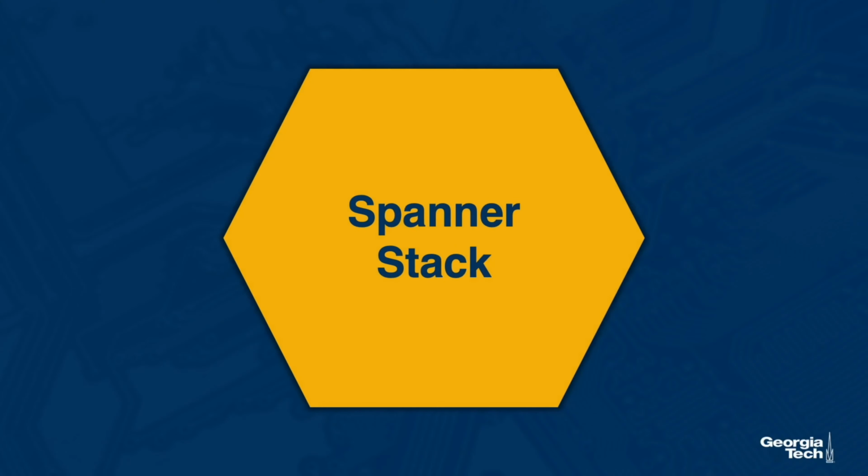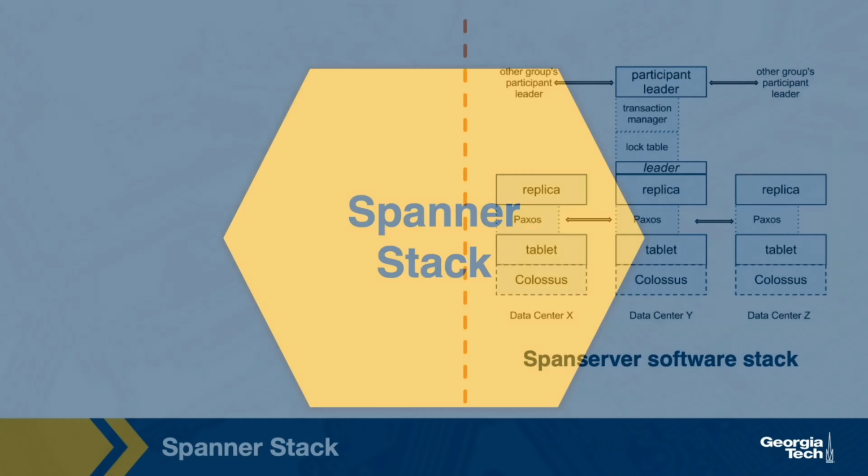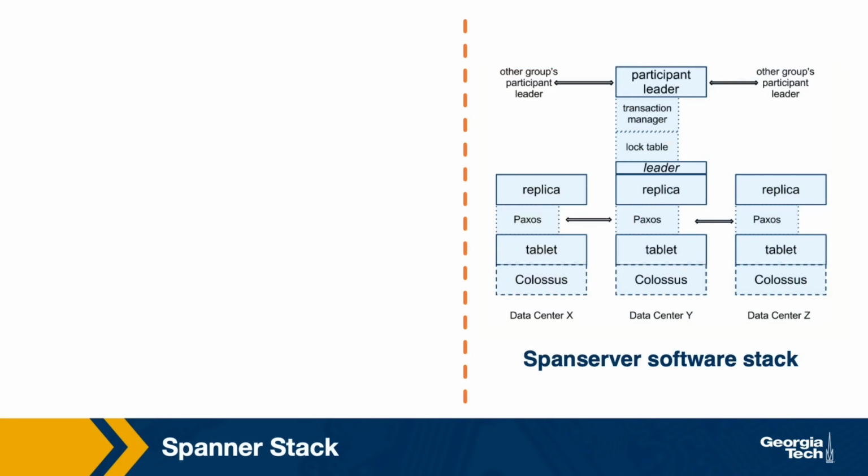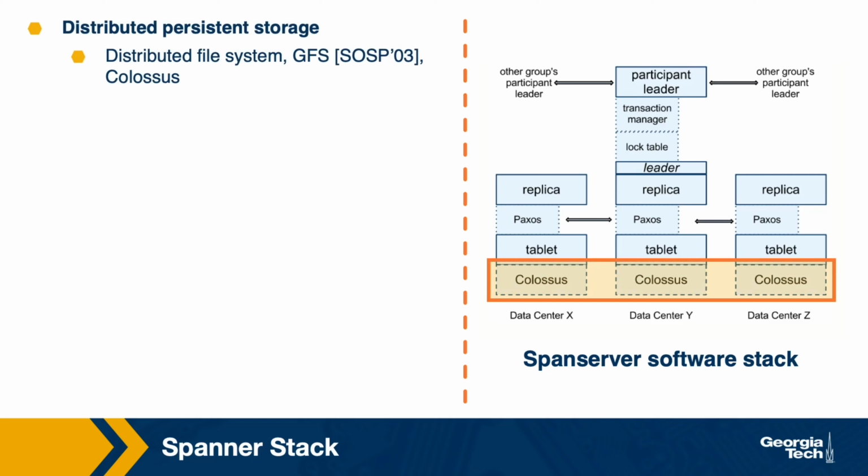Spanner consists of a stack of multiple components. This is a figure from the paper that illustrates what the Spanner stack looked like at the time of the publication of the paper. At the bottom of this stack is a layer that ensures durability, provides persistent storage. This is like a distributed file system that makes sure that all the state is ultimately written out to disk and also replicated for providing fault tolerance and greater availability.